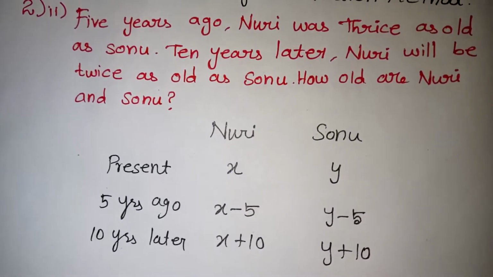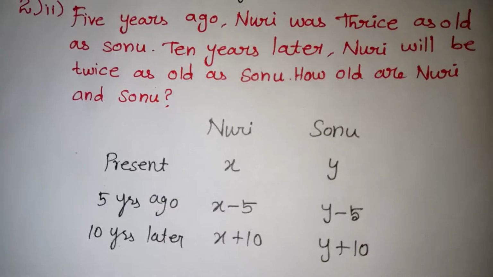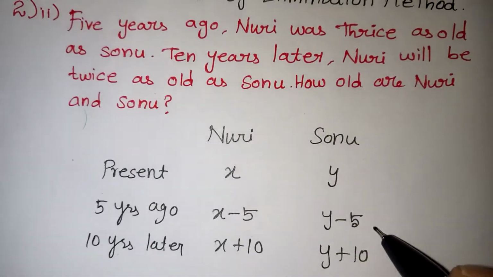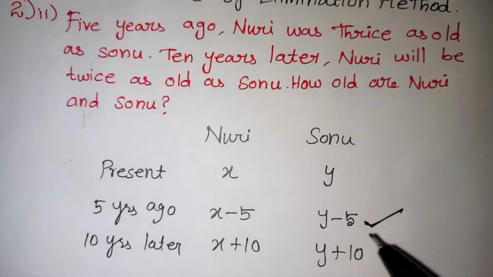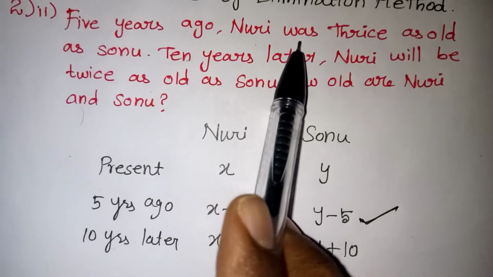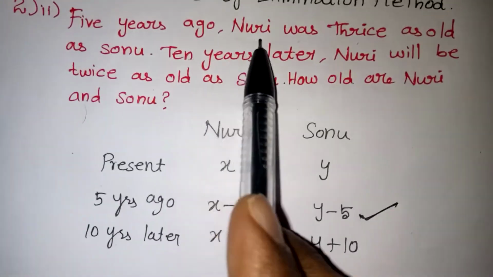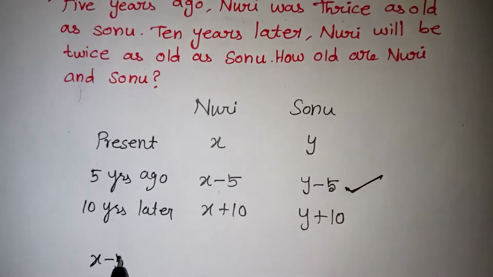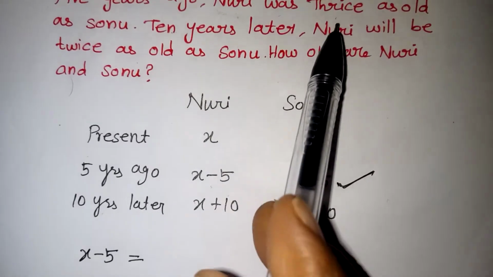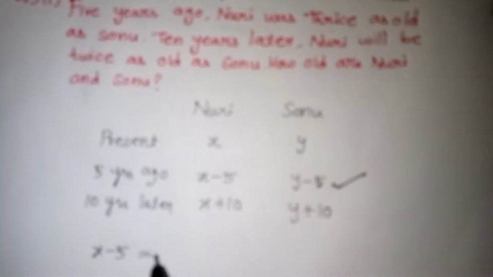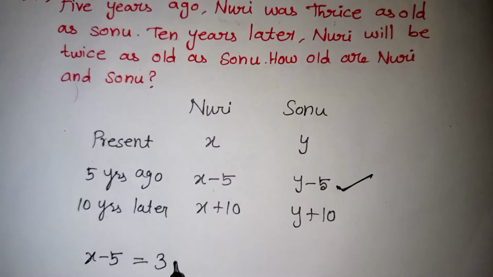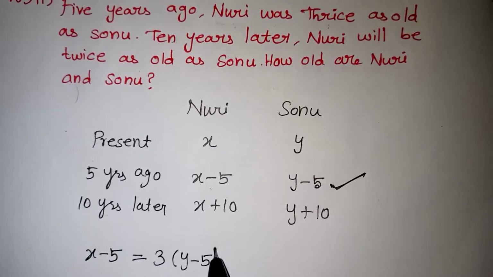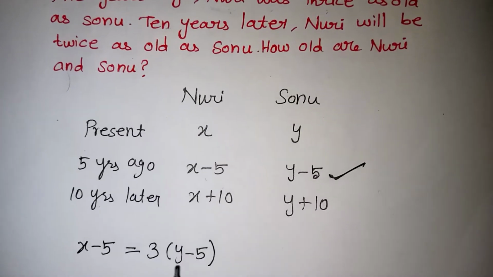With the use of this table, we can find the answer very easily now. Look at the first statement, 5 years ago. We have to take this condition. Five years ago, Niru was thrice as old as Sonu. So Niru's age is X minus 5, which is equal to 3 into Sonu's age at that time, Y minus 5. So this is one condition given. Now let us solve this equation.